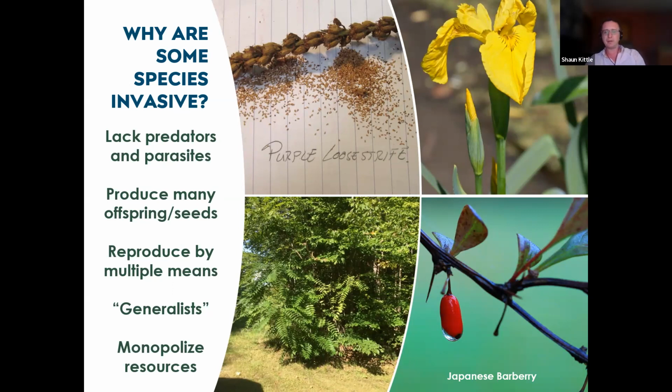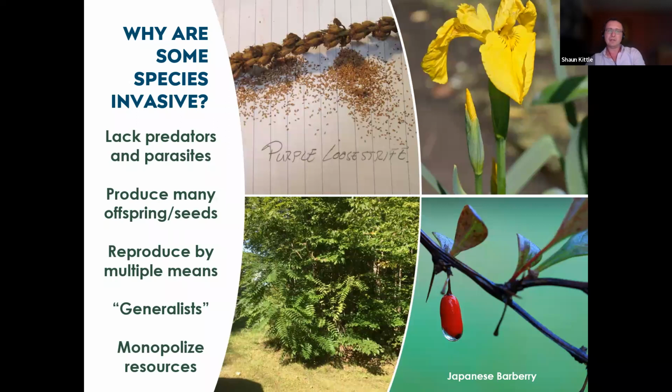So Japanese barberry, which you can see in the lower right-hand corner here, is a poor forage for animals in our area. As you can see in the photo, the plant has some really nasty thorns that keep animals at bay. Another trait of invasive species is they can produce many offspring and/or seeds. So for example, one single purple loosestrife plant can produce millions of seeds. You can see some of them on the paper there.